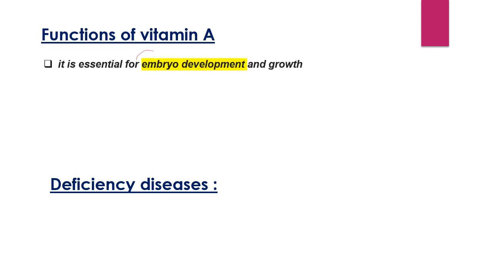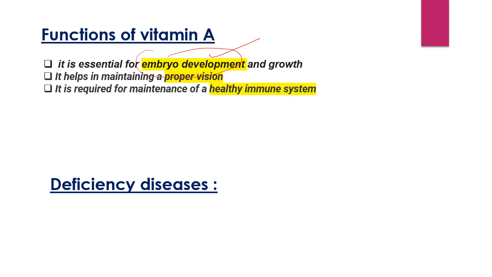Look about the functions of vitamin A. Vitamin A is essential for the embryo development. Embryo is the pre-stage of every child, so that is essential for embryo development. Next, it helps in maintaining a proper vision, eyesight. Next, it is required for maintenance of a healthy immune system. Without a healthy immune system, we fall ill or we are infected by several diseases. So vitamin A is responsible for maintenance of a healthy immune system.